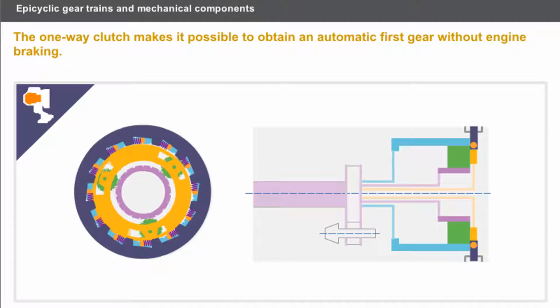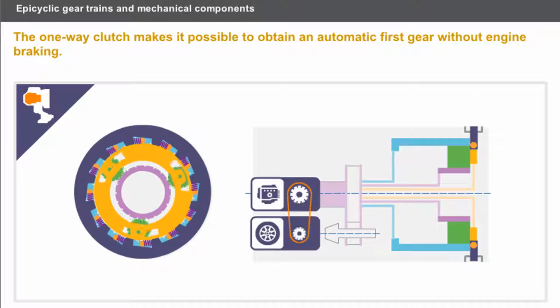The one-way clutch allows the planet wheel carrier to turn in one direction only. The engine drives the wheels, but the wheels do not drive the engine.